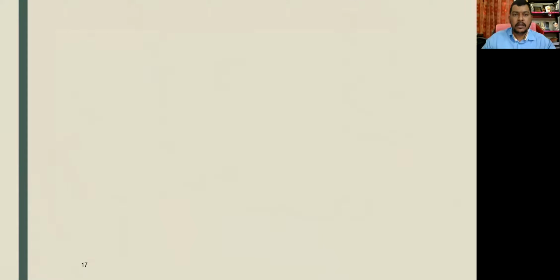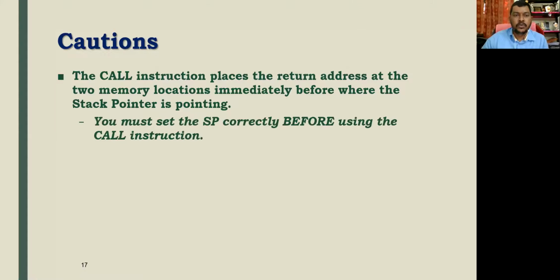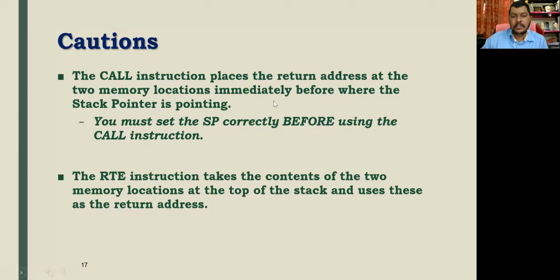So these are some of the cautions which we need to take during the call and other instructions. The call instruction places the return address at the two memory locations immediately before where the stack pointer is pointing. You must set the stack pointer correctly before using the call instruction. So you can load that stack pointer properly, or by default it is taken as FFF, right? So that must be taken care of. And the return instruction takes the contents of two memory locations at the top of the stack and uses this as the return address. Remember this.